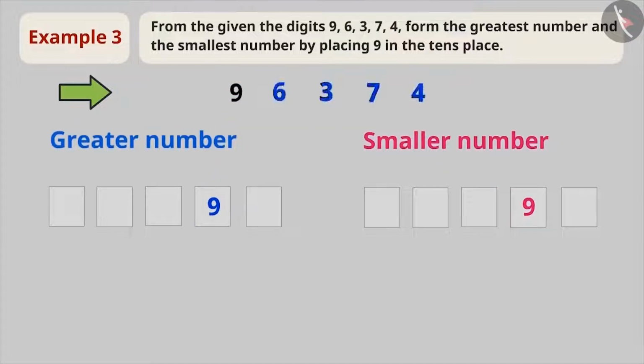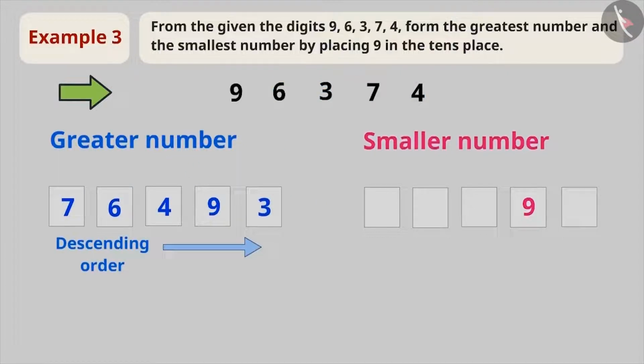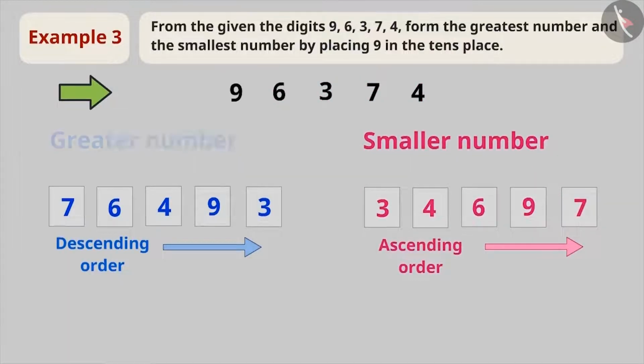For larger numbers, arrange the remaining digits in descending order, and for smaller numbers, arrange the remaining digits in ascending order. With this, we get 76,493 as the largest number and 34,697 as the smallest number.